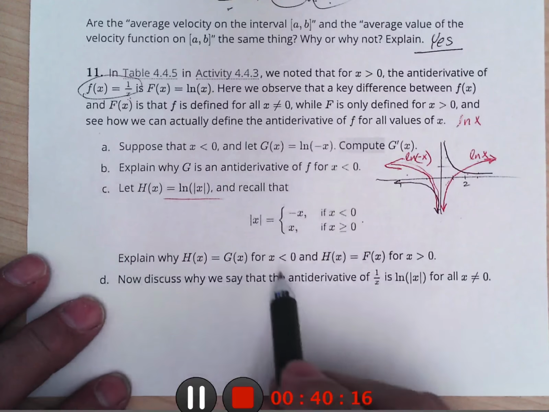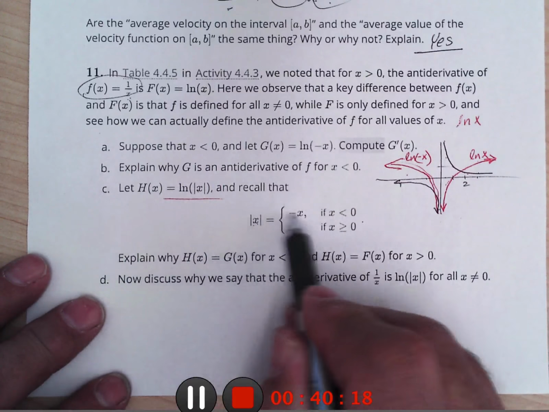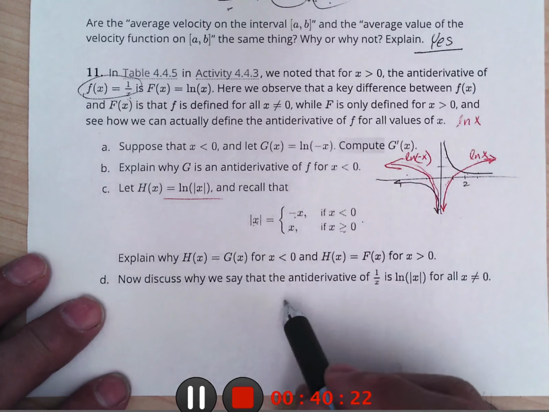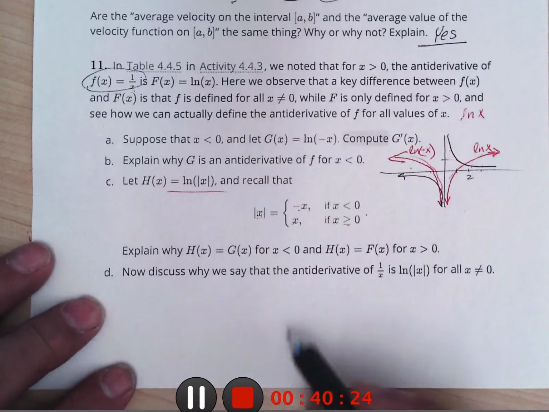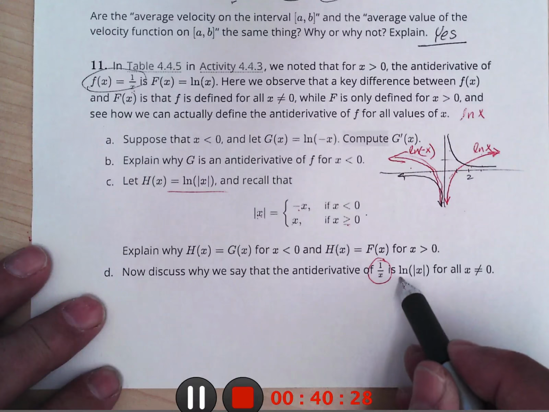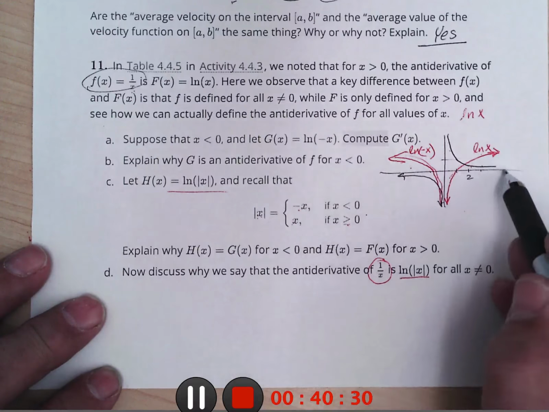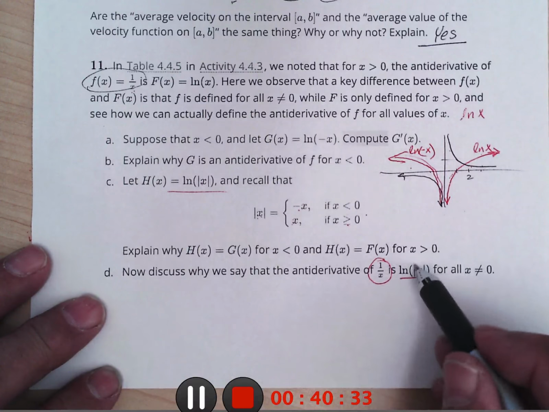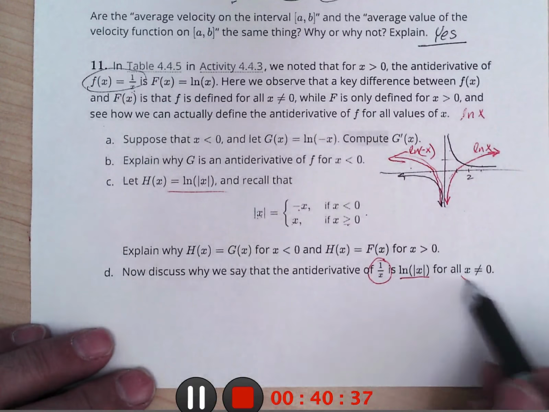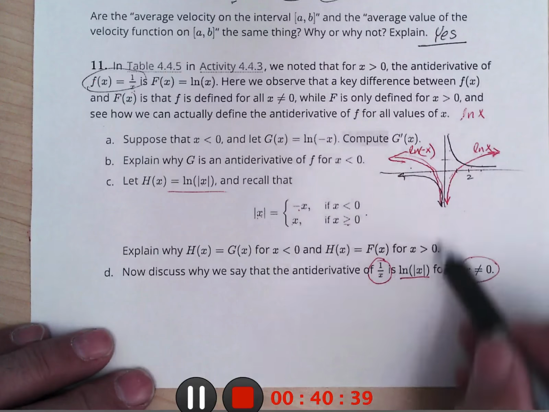Absolute value of x is negative x when x is less than 0 and positive x otherwise. So the whole point of this is the antiderivative of 1 over x is not just ln x for over here, but the ln of absolute value of x for all x's except 0. Can't do 0 because the function's not defined there. And that's what 11's about.